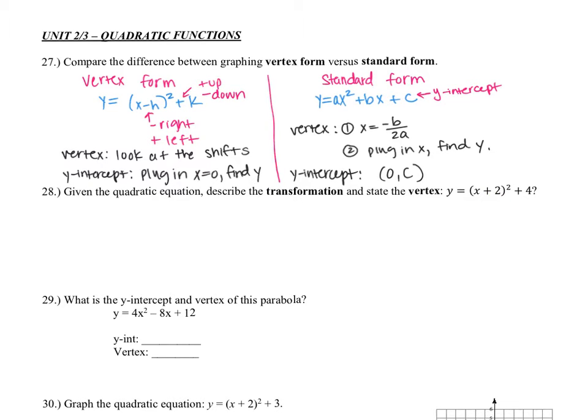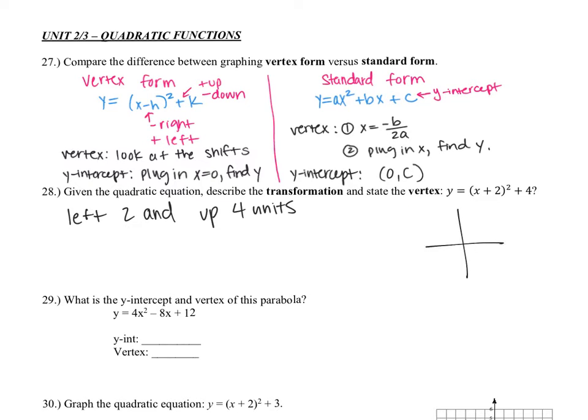So I'm going to write that down here. So left 2 units. And it looks like when I look on the outside here, there's a plus 4. So if you have a plus sign, it's going up. So it's going up 4 units. So up 4 units. And that is going to be our transformation. So the transformation is actually describing the vertex.